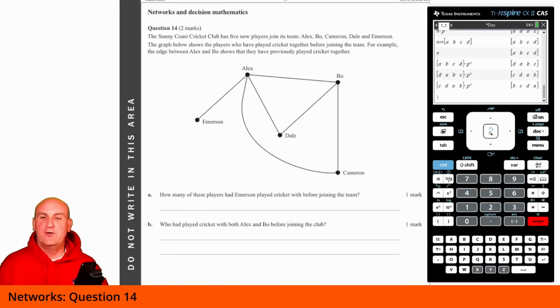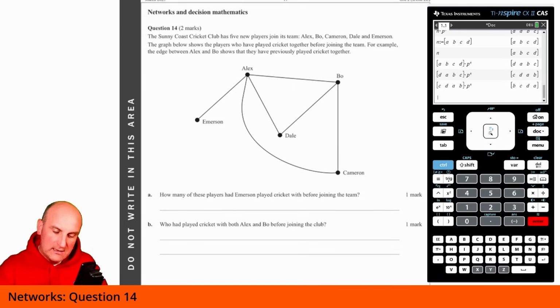The Sunny Coast Cricket Club has 5 new players joined its team A, B, C, D, and E. Right, the graph below shows the players who have played cricket together before joining the team. For example, the edge between Alex and Bo shows they've previously played cricket. How many of these players had Emerson play cricket with before joining the team?